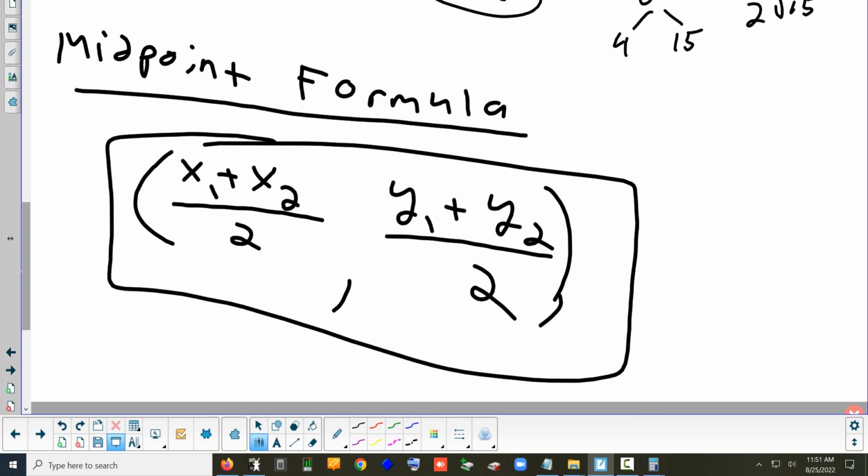If you add 2 things together and divide by 2, what does that give you? Yeah, it's the average. So really what the midpoint formula is, it's the average of the x's, what's in the middle, and the average of the y's. That's the midpoint formula. So if you think about it that way, it's a pretty intuitive formula. You're averaging, and then you're averaging again.